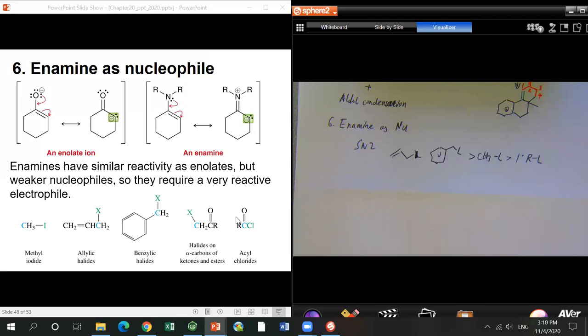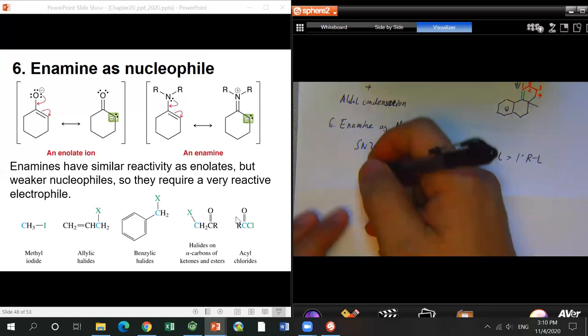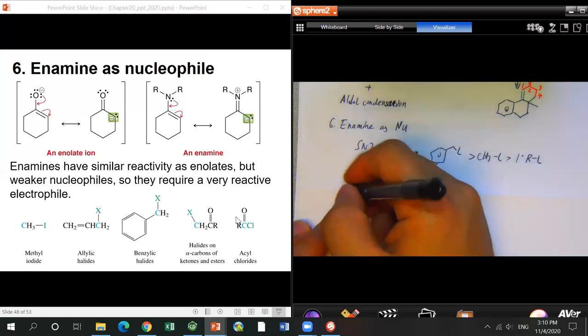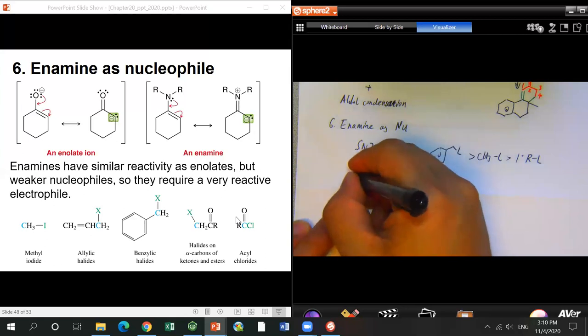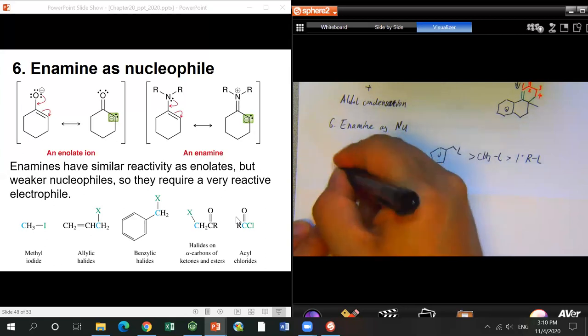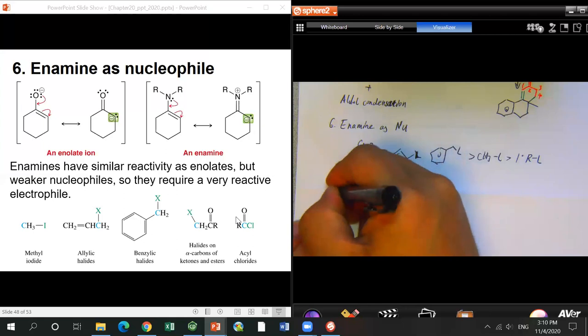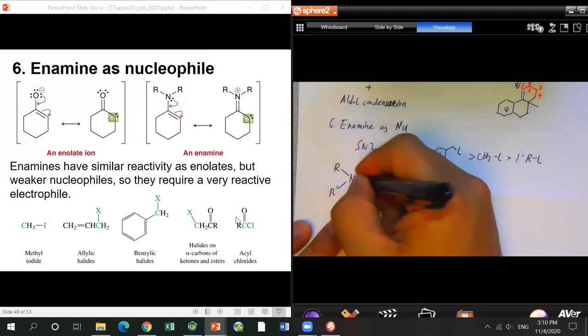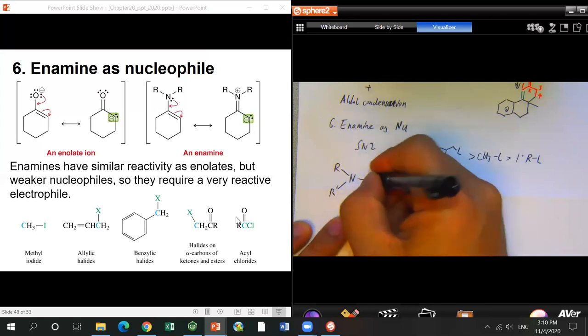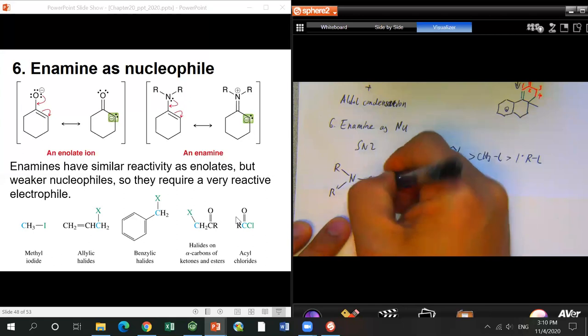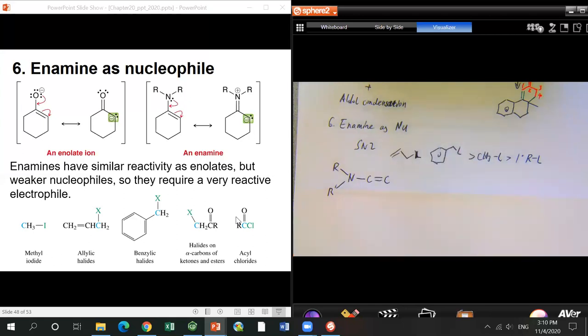Right, okay, here I'll show you guys the general reaction for the enamine. In the enamine case, you know that it has this structure. Nitrogen has two alkyl groups, which can be the same or different, and then there's a C=C double bond connected to the nitrogen. So that's the enamine.